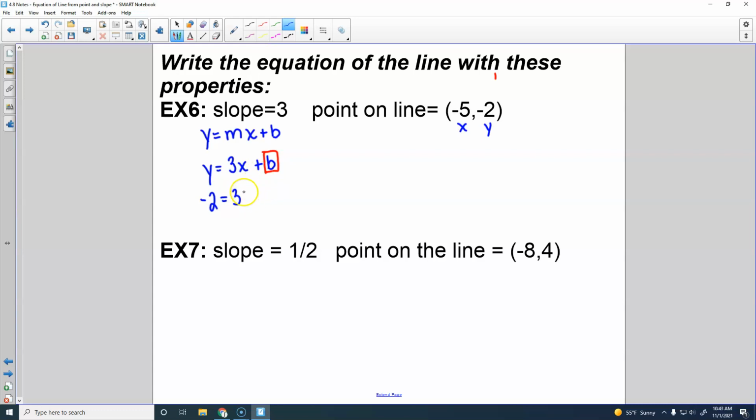Almost. Instead of x, what should I put? I need to go ahead and put that -5 there. Okay, so my x coordinate goes where the x is at. My y coordinate goes where the y is at. Alright, so now this is good because b is my only letter left. So that means I can solve this equation for b. So Julian, what would I do first?